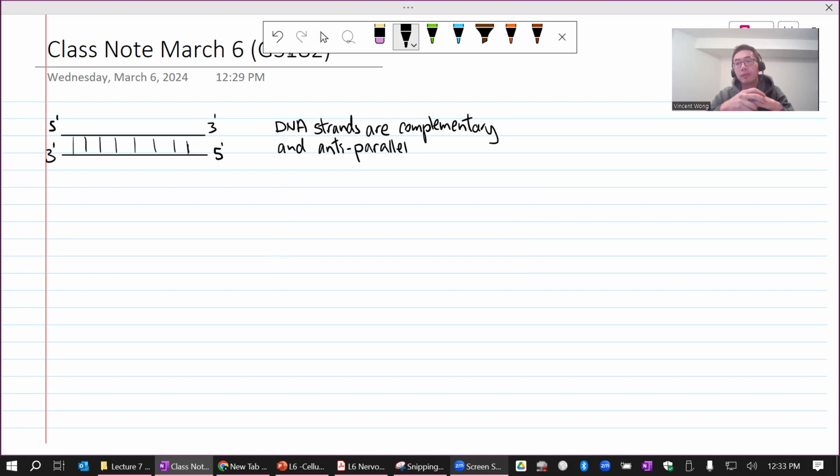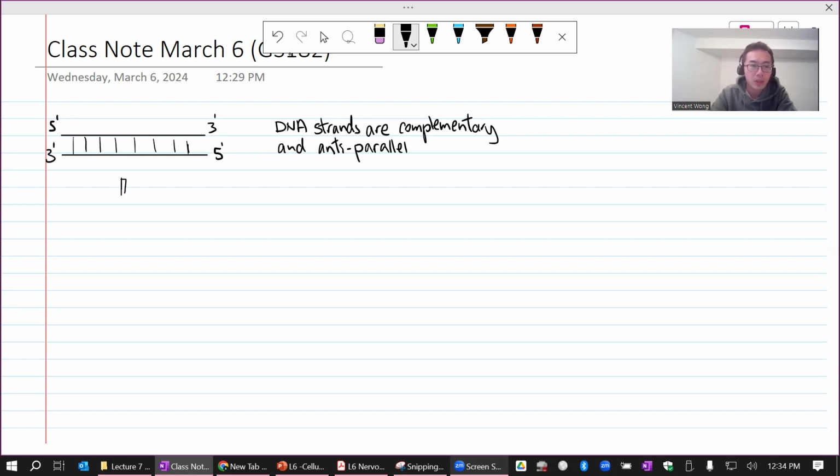And anti-parallel means they run parallel to each other. The distance between the two strands is always the same, but the direction of the strands is opposite to each other. So one strand, we say, is from 5' to 3', and then the other strand is from 3' to 5'. It's like saying one way of the highway is going northbound, the other is going southbound. The traffic is opposite, but the roads are parallel to each other.